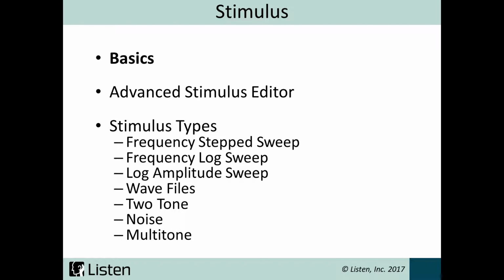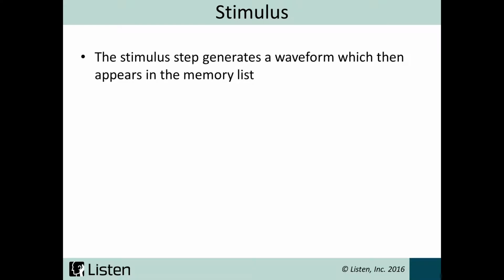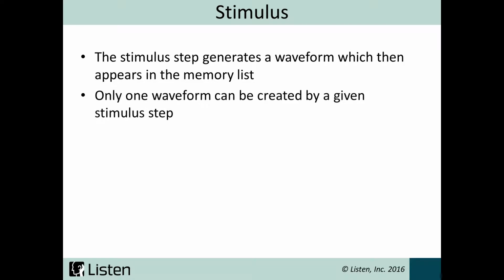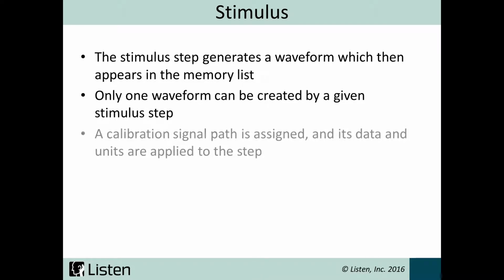In this video, we're going to go over the basics of the stimulus step in SoundCheck. The stimulus step generates a waveform which then appears in the memory list. Only one waveform can be created by any given stimulus step. A calibrated signal path is assigned, and the calibration data and units are then applied to the step.